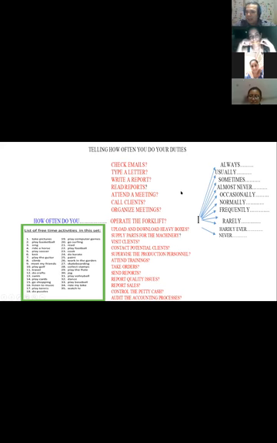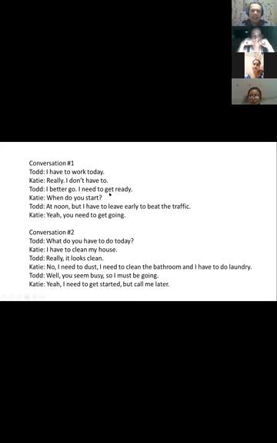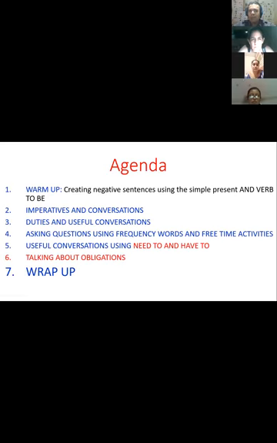So here we got, okay, now we practice this activity, asking questions using the frequency words. Next is conversation number one. Okay, ¿de qué se tratan estas cuatro conversaciones? Very easy, very simple. Se trata del have to, don't have to, and also need to. Okay, vamos a ver la agenda. In English is agenda. Creating negative sentences using the simple present and verb to be. Finish. Imperatives and conversations. We did it. Good pronunciation from you. Duties and useful conversations. Hemos practicado tres. All right, perfect. Excellent vocabulary, excellent pronunciation from you.